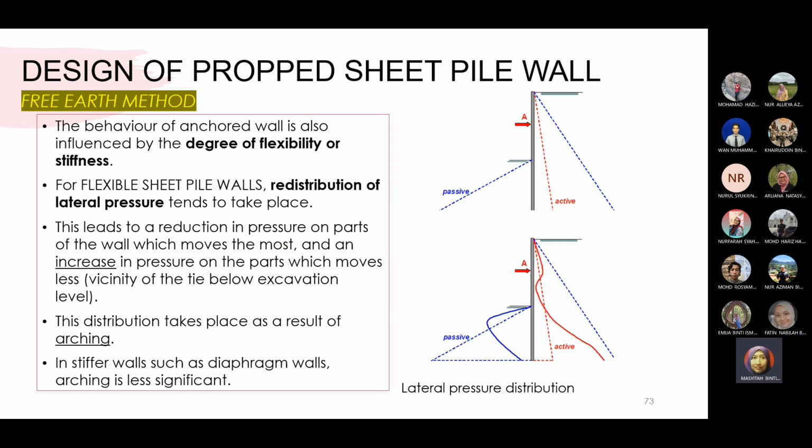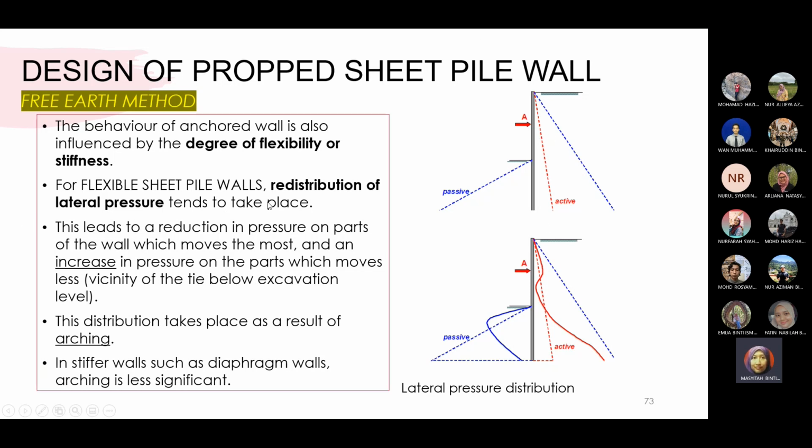Okay, in this case, you have to look at the pressure diagram first, its shape, and then how it changes from active pressure to the passive, and this is how it gives you the idealized pressure that actually happens behind and also in front of the wall. So the behavior of anchor wall is also influenced by the degree of flexibility or stiffness. So it depends, if the material is steel or a material with different stiffness E, they will give you different behavior of the deformations of the wall.